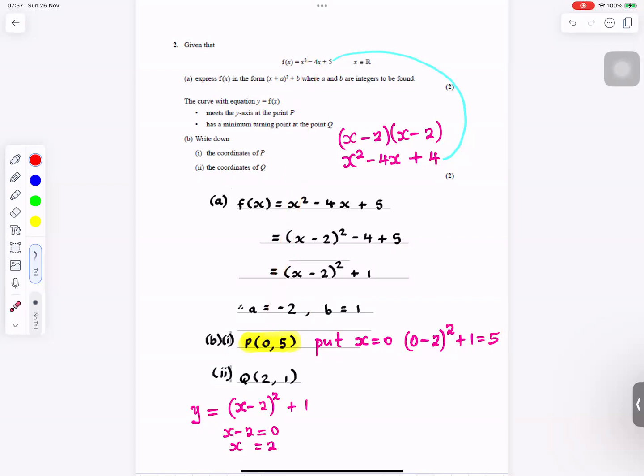And part B, part 2, the coordinate of Q. Q is the minimum turning point, and you get it from the completed equation. You use 2 from there, and you use 1. So it's 2 and 1.